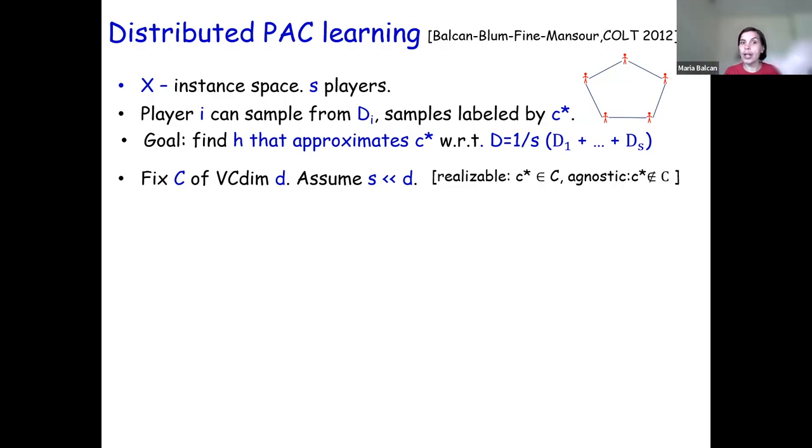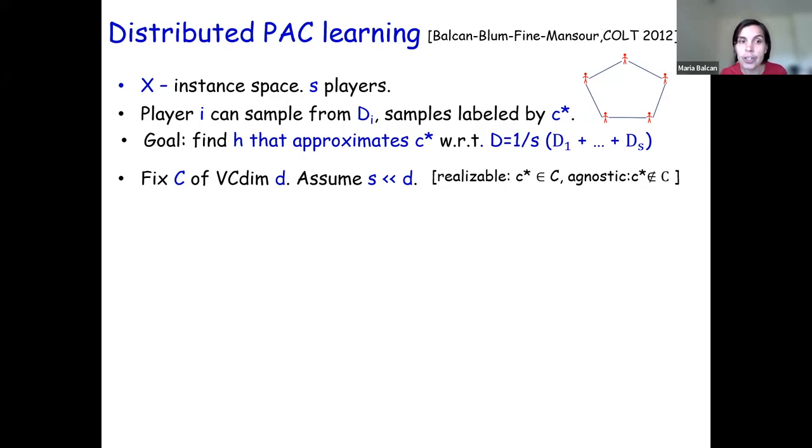Our goal is then to find the hypothesis h that approximates the target function c star, say has small error rate with respect to c star, but also over the underlying distribution that now is a mixture distribution. So I want to find the hypothesis h that approximates the target function c star well with respect to the joint mixture of these local distributions. So let's say a uniform mixture: denote by D the uniform mixture of the local distributions, the sum of the D_i divided by S. And I want to find the hypothesis h that approximates c star with respect to this joint mixture distribution.